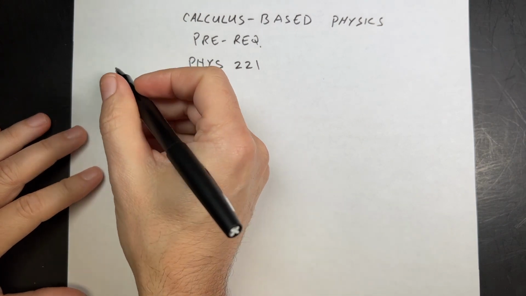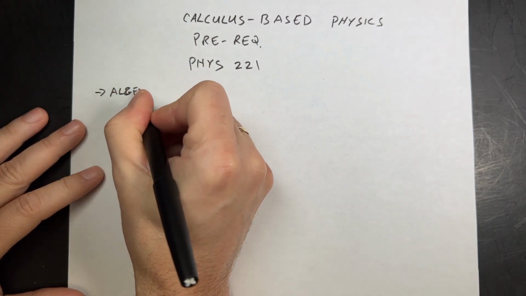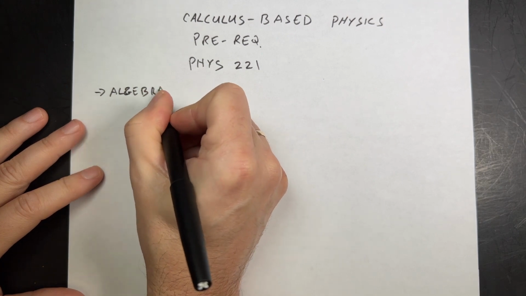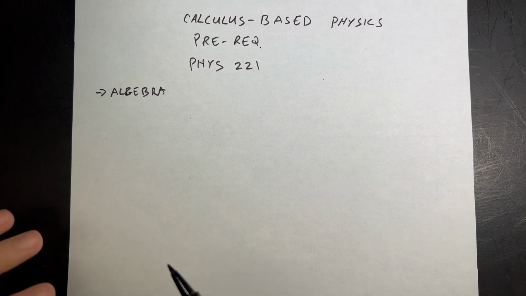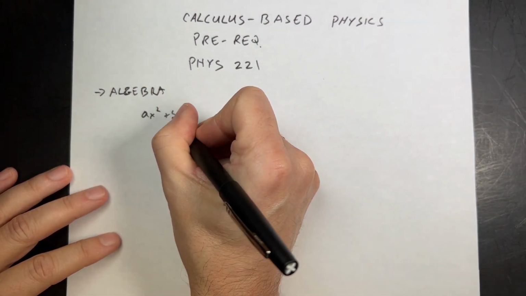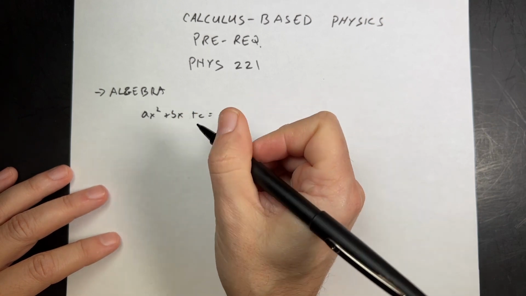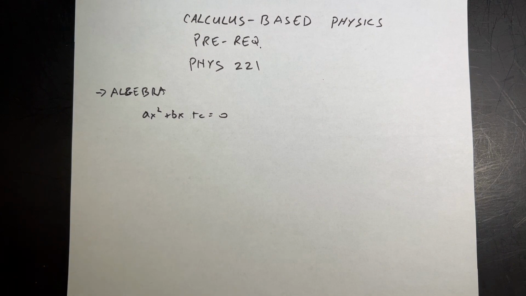Let's just go through some things. Number one, algebra. So what about algebra do you need to know? You need to know how to solve a quadratic equation, something like ax squared plus bx plus c equals 0. What's the value for x? That comes up, not a ton, but you do need to understand that.